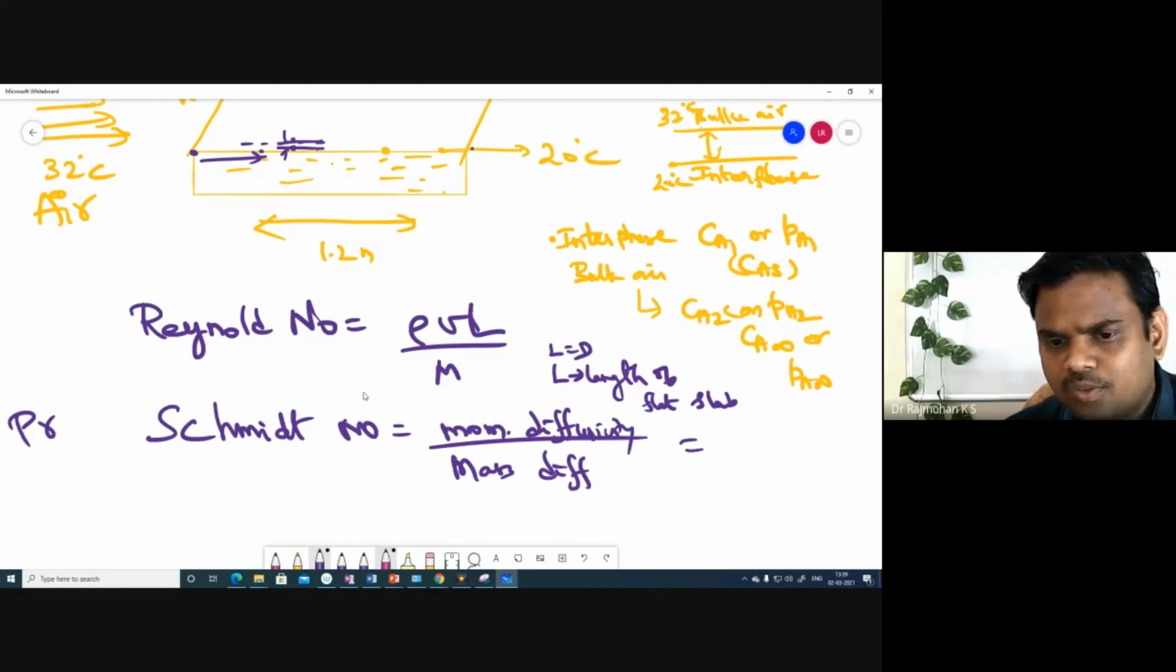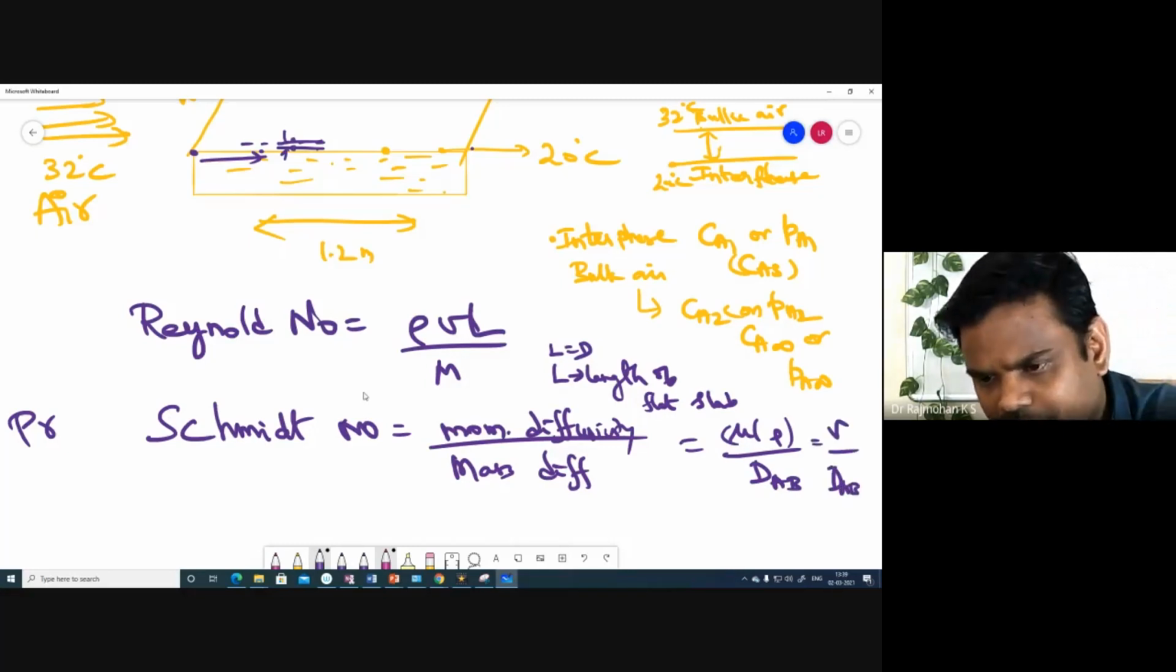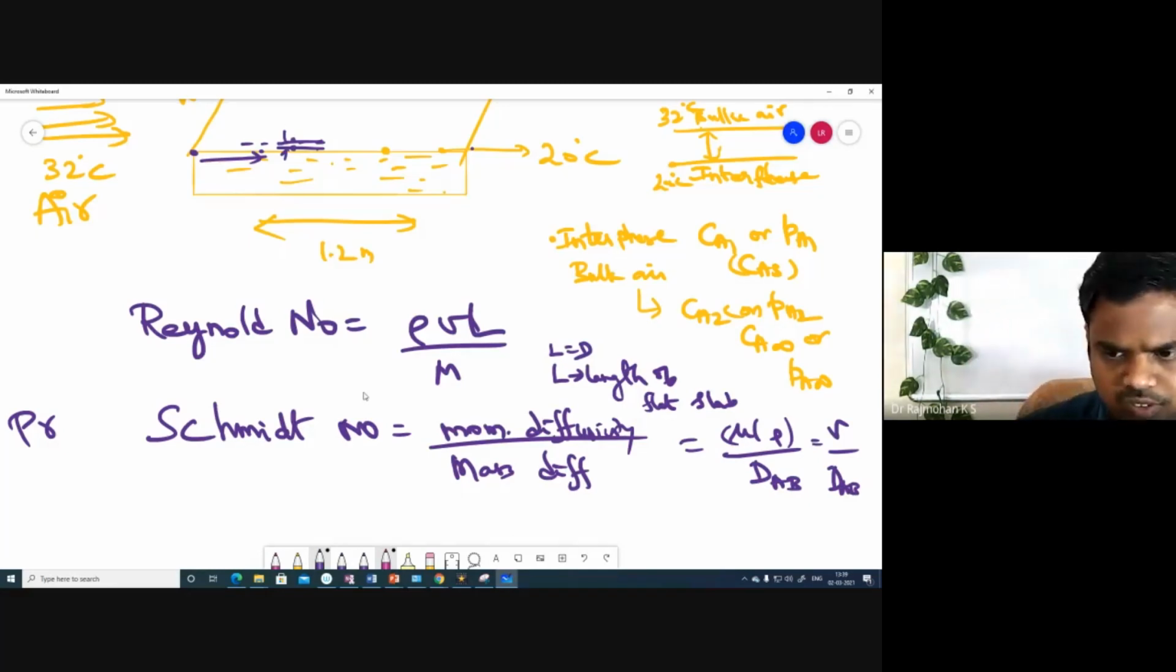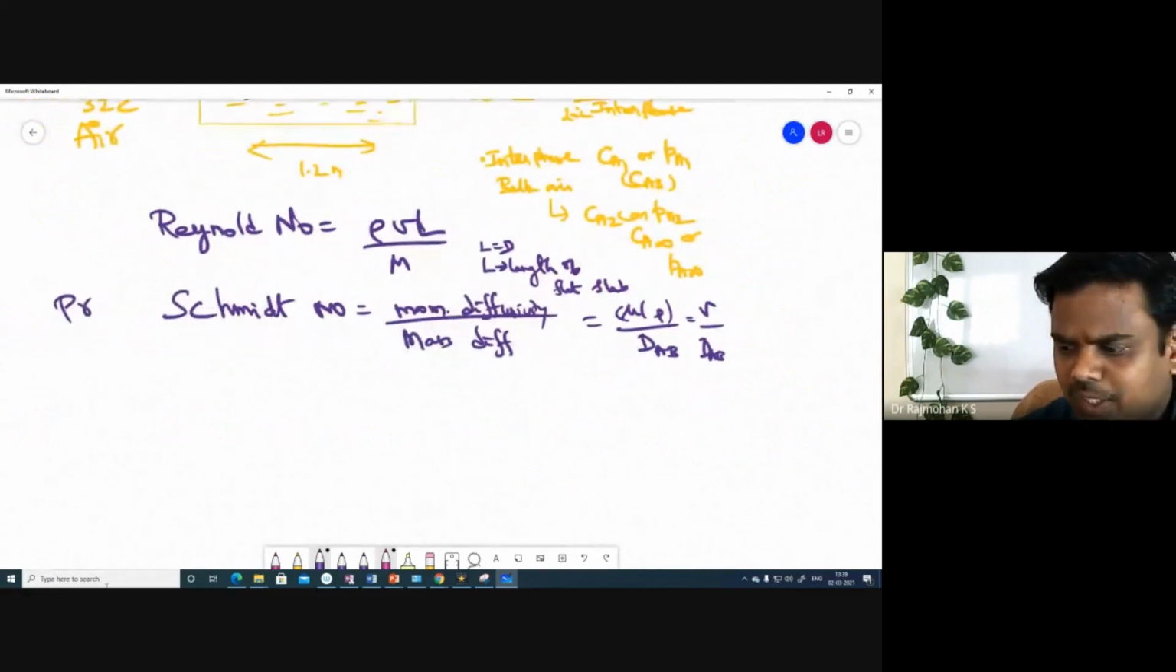That is mu by rho by DAB, right? So this mu by rho data is given. It can be written as nu by DAB. This is kinematic viscosity. Okay, so that is a formula. And first let us determine these two values.